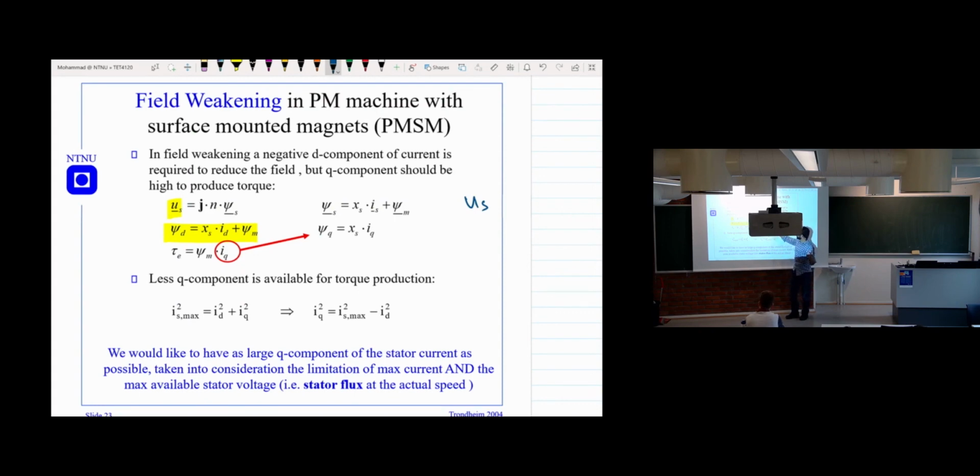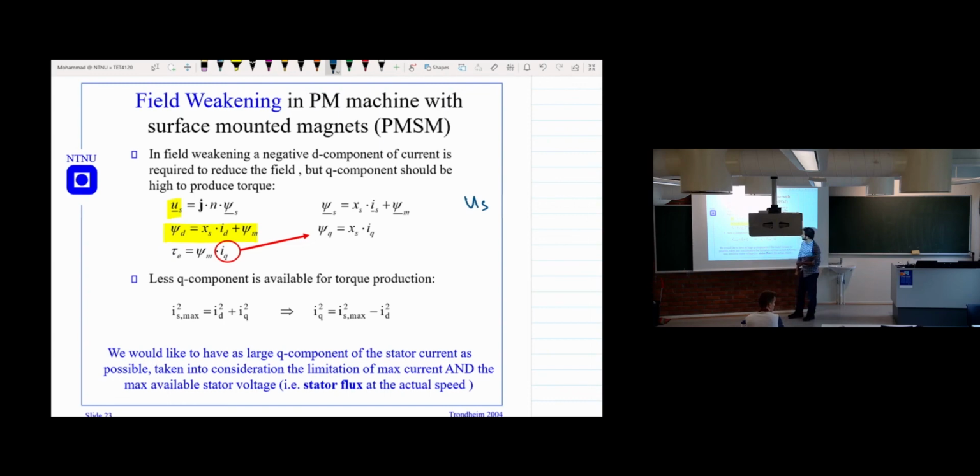Why don't we want that? Because if you reduce the q-axis component of the current, you are reducing the torque, and you don't want to reduce the torque. Therefore the q-axis current is fixed, and there is only one way: reduce the d-axis flux by supplying a negative d-axis current. The optimum is to keep the d-axis current at 0. If we need field weakening, then we provide some negative d-axis current that gives us the field weakening.